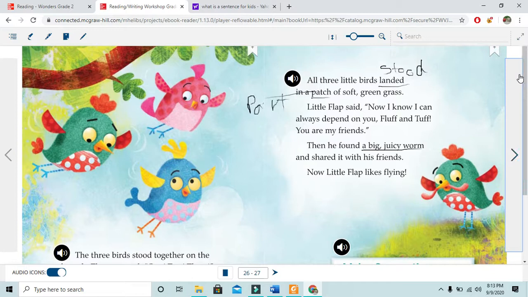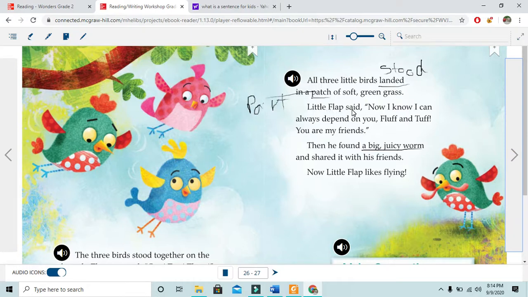And here we go. This is the end of our story. All three little birds landed in a patch of soft green grass. Landed, this means stood. In a patch, this means in a part or area.